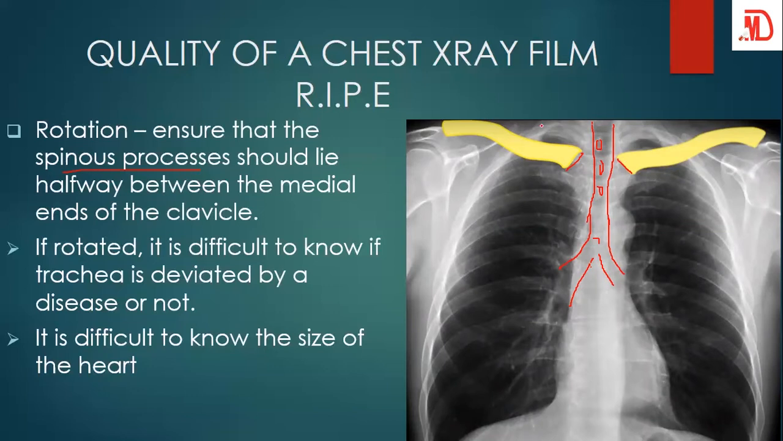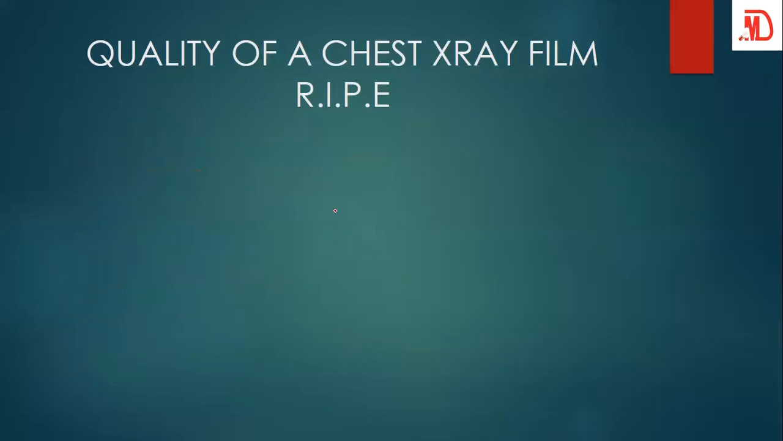So the rotation is taken care of. Again, what do you do? The clavicle and then the spinous process. It must be in the middle or halfway, basically. That will tell you, okay, rotation is good. So you move to inspiration, right?